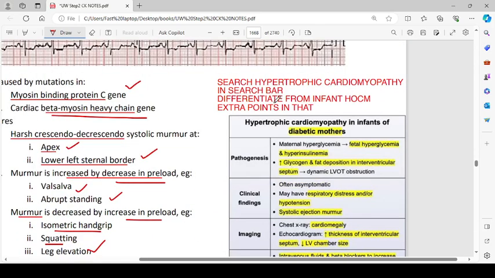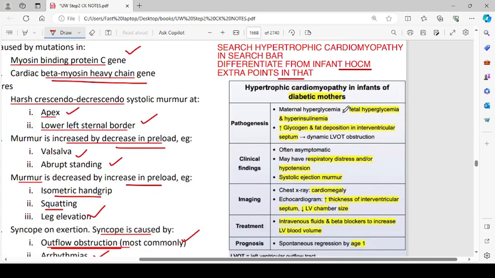So search hypertrophic cardiomyopathy in the search bar to differentiate it from infant hypertrophic obstructive cardiomyopathy. There are extra points in that. Okay, so hypertrophic cardiomyopathy in infants of diabetic mothers.